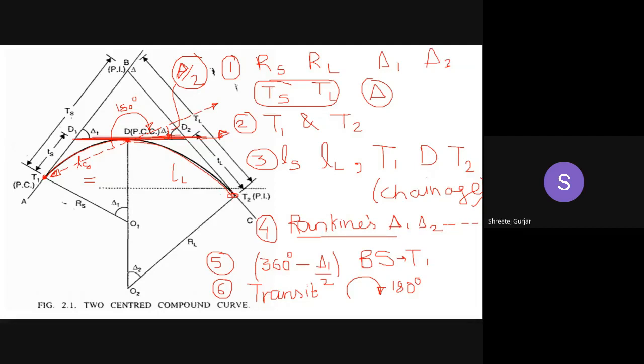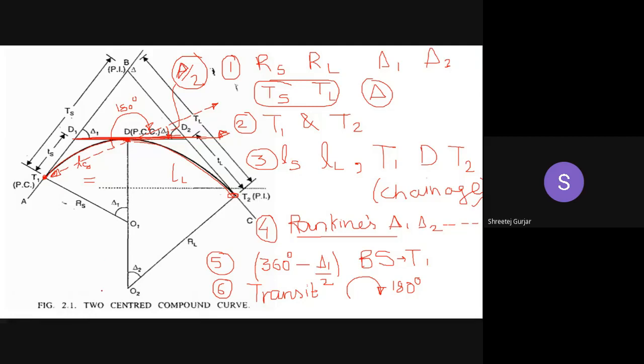And with this, you have successfully set out your compound curve. Okay, so I hope you have understood all the steps which I have explained. If you have any doubt in any of the steps, please let me know. So this is how you set out a compound curve in your field.